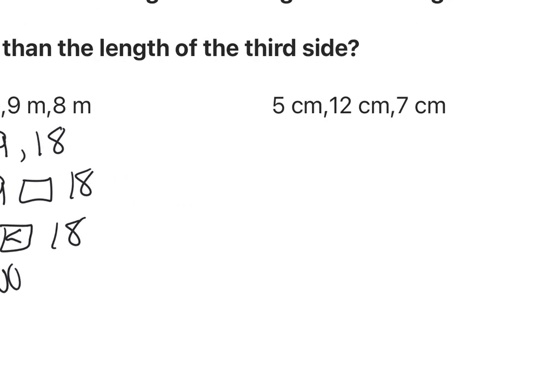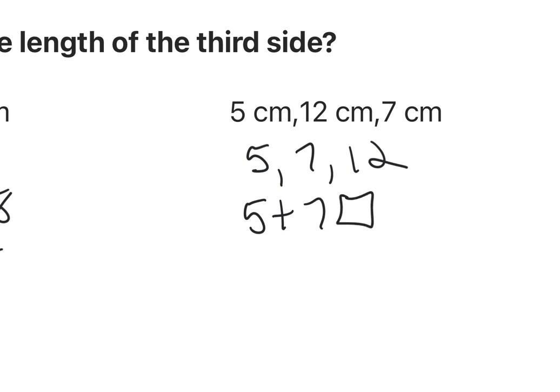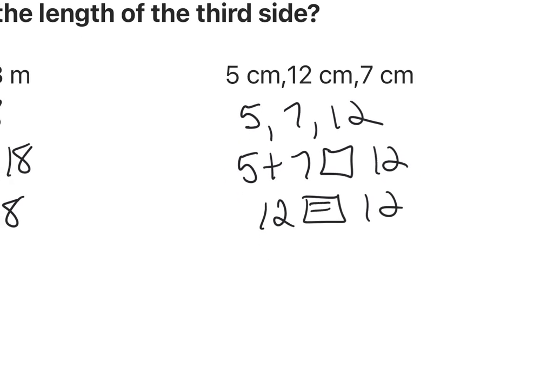Okay, and then this last one, again, we need to make sure they're in order, small, medium, large. So we'd have 5, 7, and 12. When we add our small and our medium together, we compare it to the large. 5 plus 7 is 12. Well, 12 equals 12. In this case, if they are equal, that means no, you could not actually make a triangle.